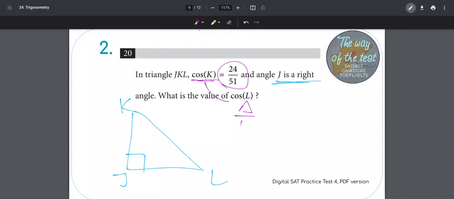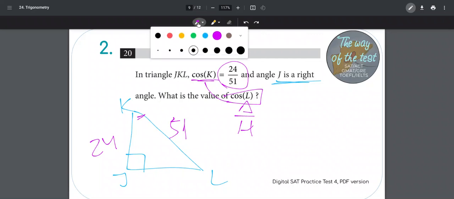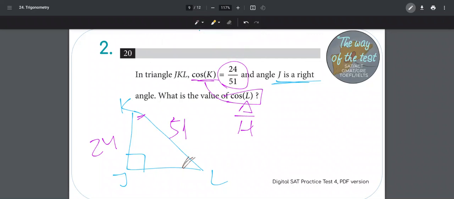Cosine is adjacent over hypotenuse. So the adjacent of K is 24 and the hypotenuse is 51. And they're asking me for cosine of L. So they're asking me for the cosine of letter L, of angle L. I'm going to put it in another color. So the easiest thing for me to do right now is to use Pythagoras, right? So I'm going to use Pythagoras to find this over here.